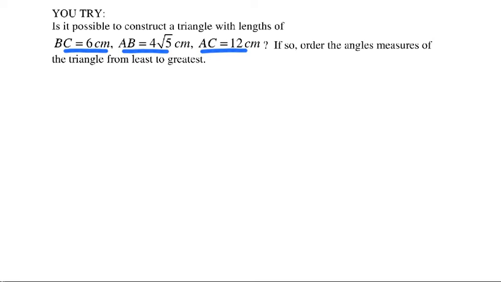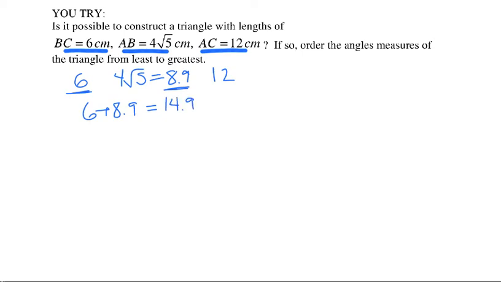All right, so in this one, you have to figure out what the decimal answer is of the 4 square root 5. So the 6 is still just a 6. The 4 square root 5, sorry, 4 square root 5, not 4/5. 4 square root 5 is the same thing as 8.9. And then we still have the 12. So the two smallest sides are my 8.9 and my 6. So if I add those together, we end up with a 14.9. And 14.9 is bigger than the third side, so yes, it makes a triangle.